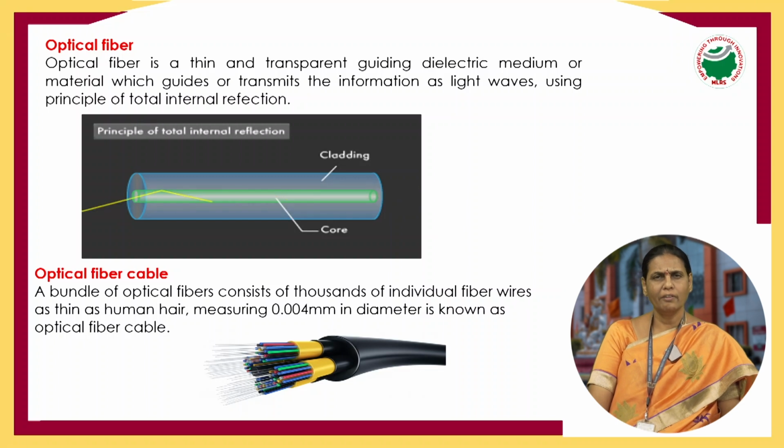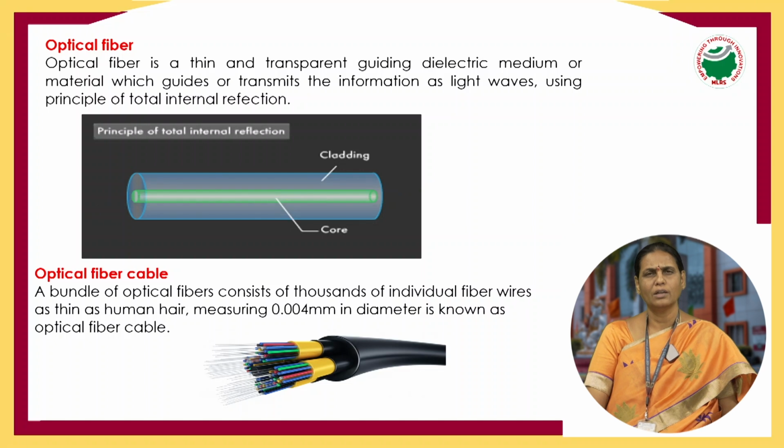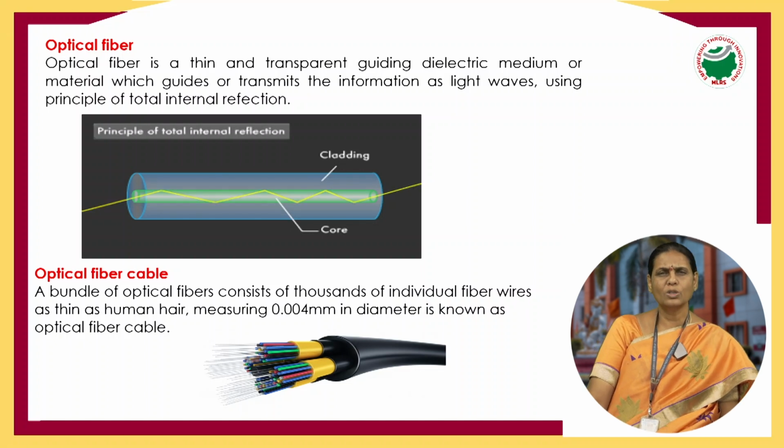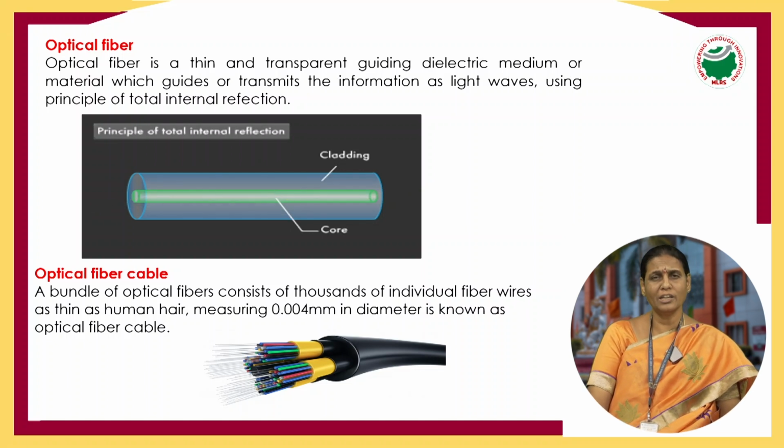Nowadays, we are getting a very thin and transparent sheet of optical fiber. Inside that, so many components will be there. To propagate the light into that optical fiber, the basic principle used is total internal reflection. This is how the optical fiber cables will be there.